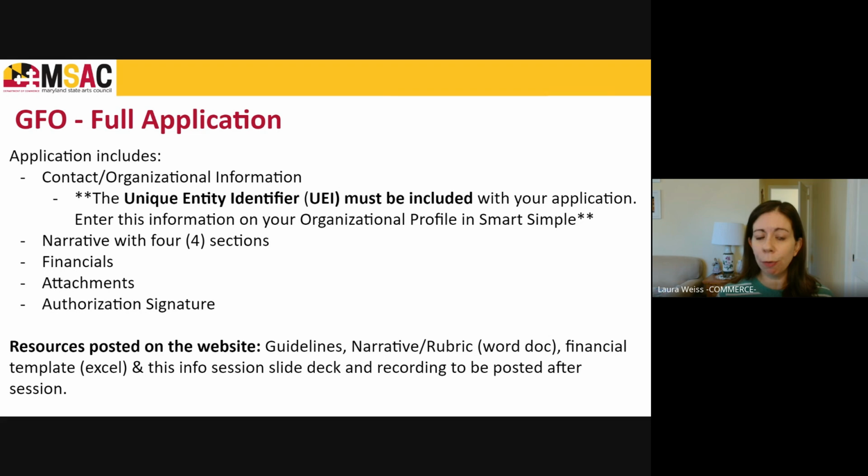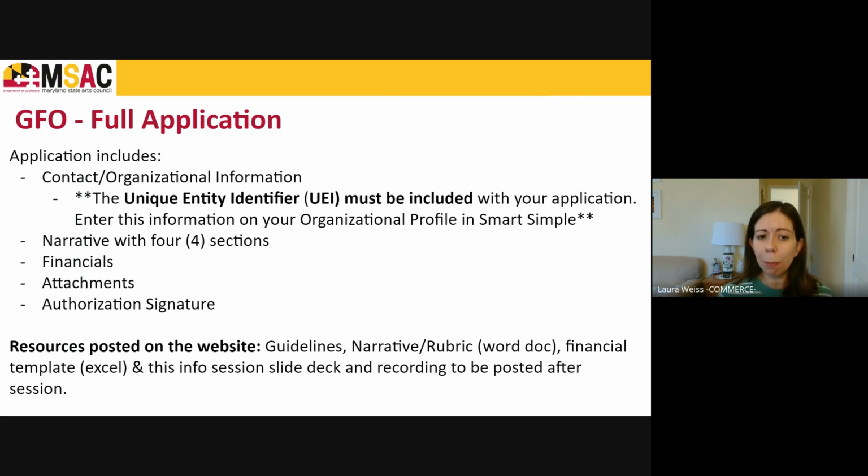There are four narrative sections to the application, and we're going to break down those questions here. And then there are financials, additional attachments, and finally, just an authorization signature at the end of the application. That authorization signature is just typing in that person's name. Sometimes people think you need a software or something like that to sign it. It is just typing in the name at the end.